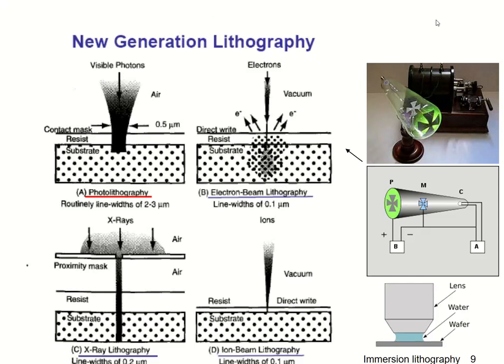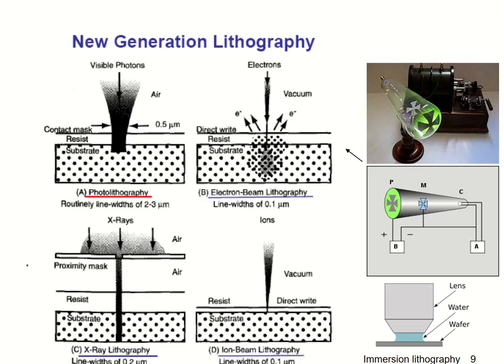Okay, so let me introduce some new generations of lithography. As I said, people start using either deep UV light. There are other ways also available, like electrons, X-ray, and ions. Because of that, people try using different sources, because the pattern size depends on the wavelength of the source.